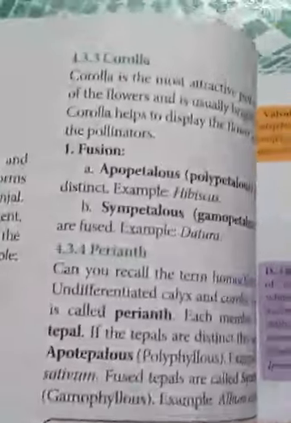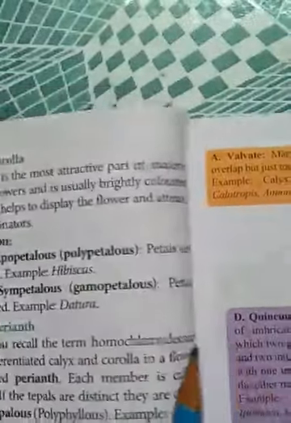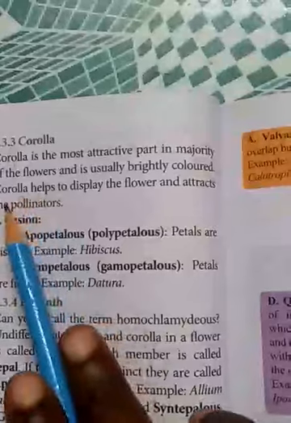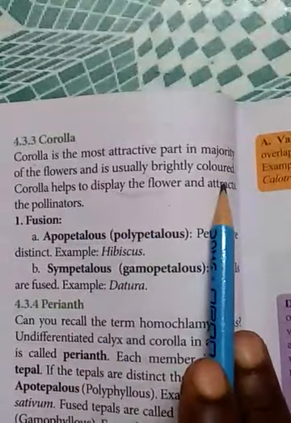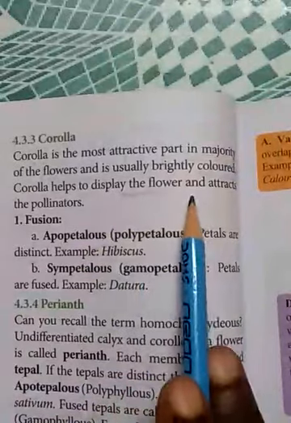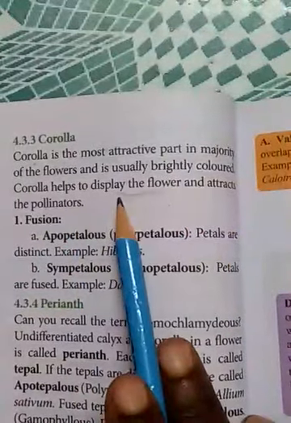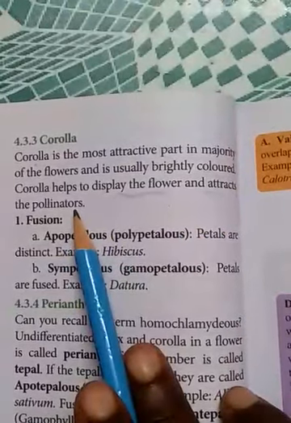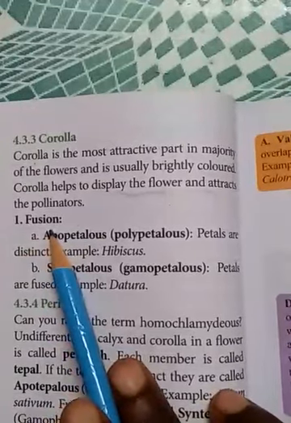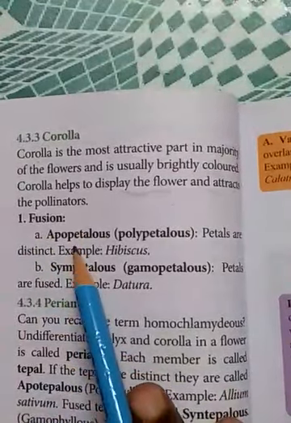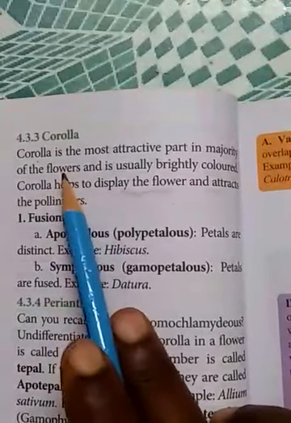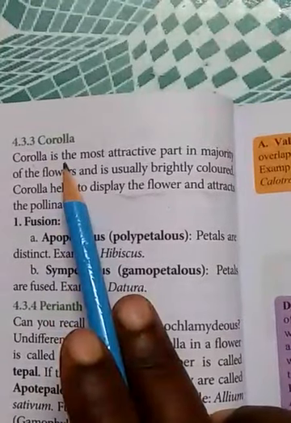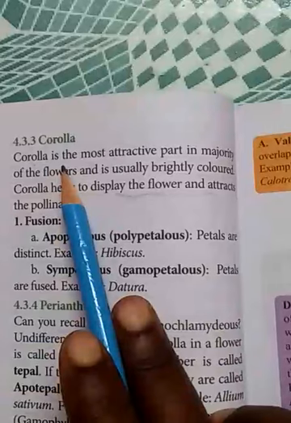Next we are going to study the next accessory whorl, that is the corolla. The corolla is the most attractive part in the majority of flowers and is usually brightly colored. The corolla helps to display the flower and attract the pollinators. So the function is what? To expose the flower as well as to attract the insects for pollination. Before that, I'll explain that the corolla is made up of a group of petals. Okay, the group of petals forms the corolla.